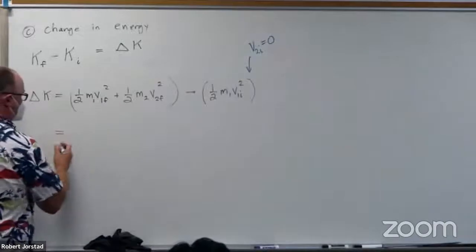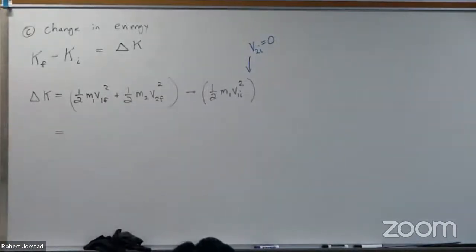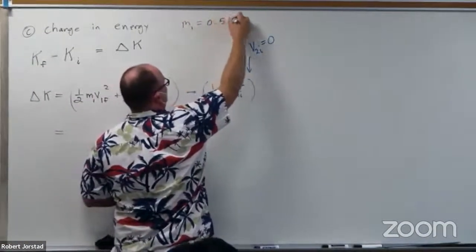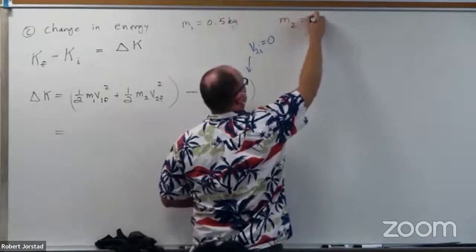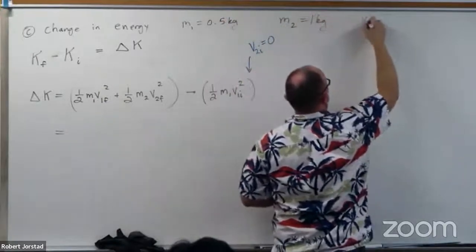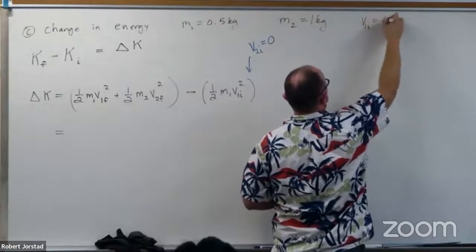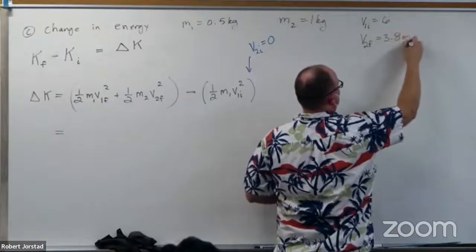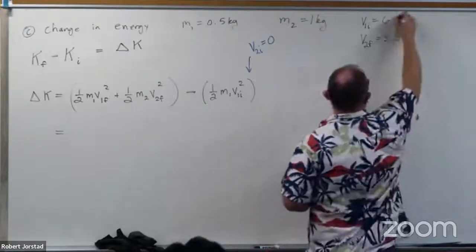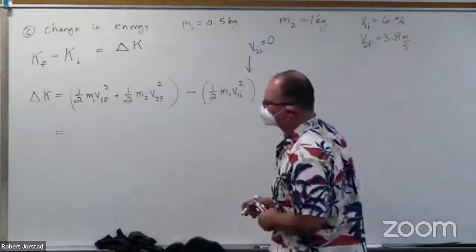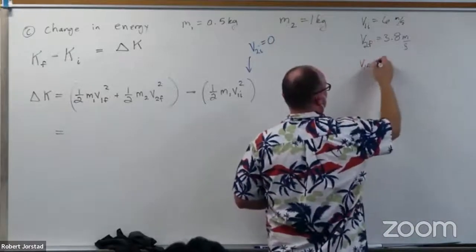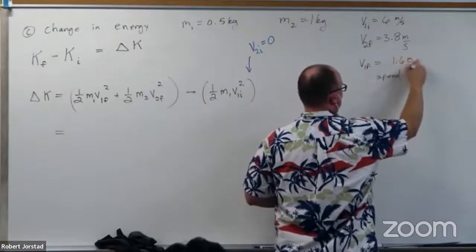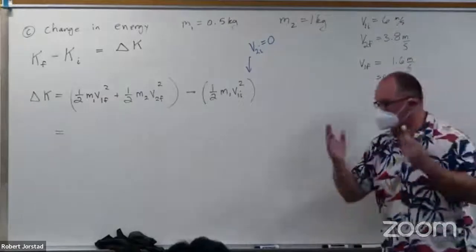All right. So go ahead and take the time to punch in the numbers. And if you recall, what was it? M1 was 0.5. I'm going to stop writing the sig figs because I'm really lazy right now. And what do we say? V1 initial was 6. V2 final was 3.8. Those are speeds. What was that other one? V1 final speed was actually only 1.6. Agreed? The minus sign had to do with the direction.